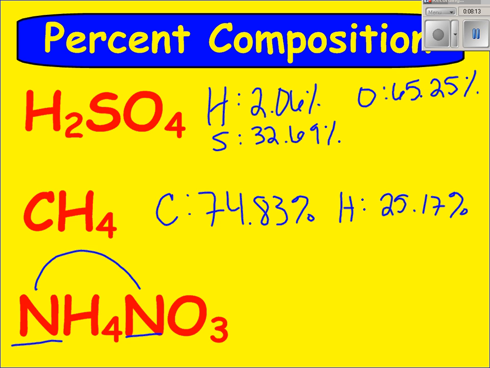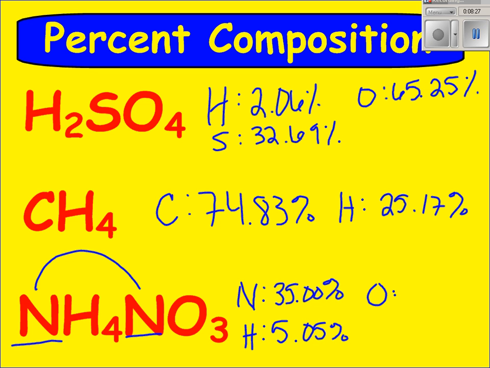Finally, for the last one, notice how there are 2 nitrogens in this compound. Those can be included in the exact same percentage since they're the same element. Therefore, nitrogen takes up approximately 35.00%, hydrogen takes up approximately 5.05%, and oxygen takes up approximately 59.96%. This concludes the video on percent composition.